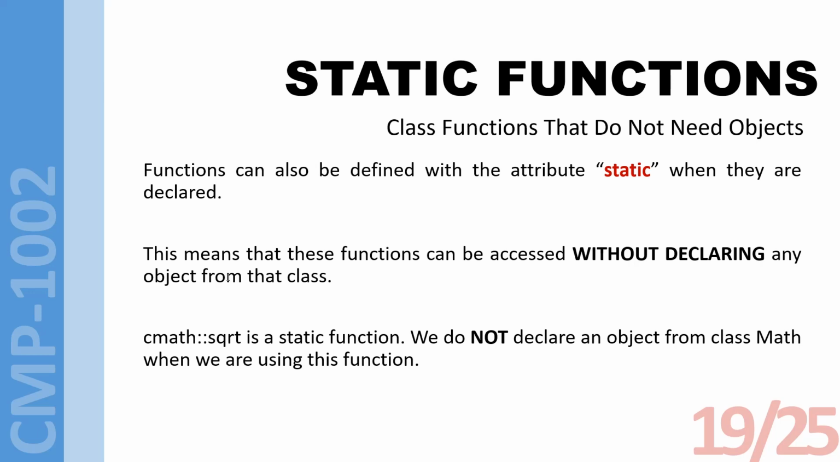The cmath sqrt, cmath pow, those guys, or std cout, std cin, if you think about it, we are not declaring any items out of std. We are not declaring any objects out of cmath, but we are directly referring to a particular function of a class. Well, because those guys are actually static functions. We don't need to declare an object out of these classes. So when you want to have a function which should work without declaration of any particular object out of this class, static is a good way to go.